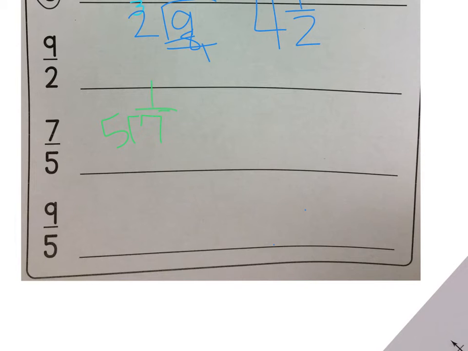So we know it's going to go 1 times. 1 times 5 is 5. Subtract. We have 2. 1 2/5. Who got 1 2/5? Excellent.